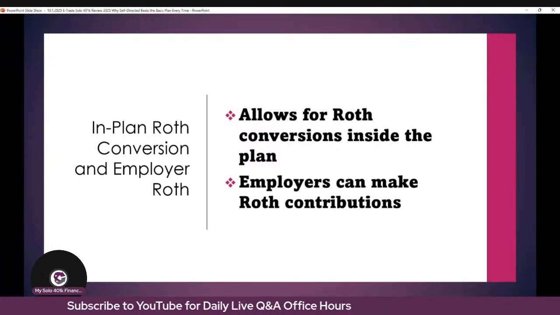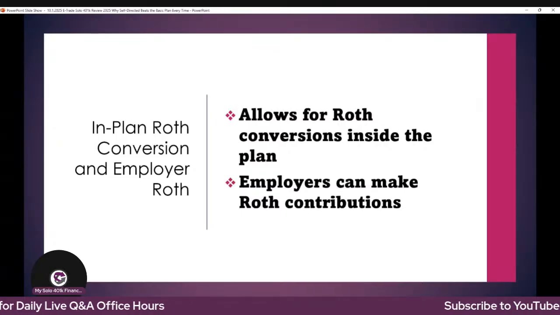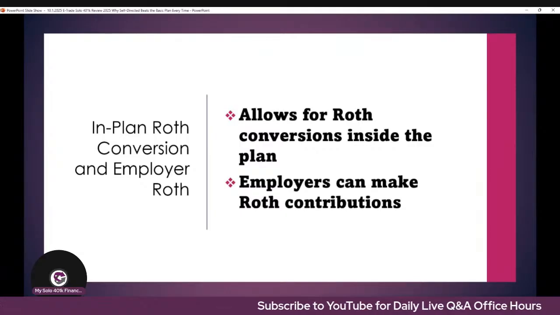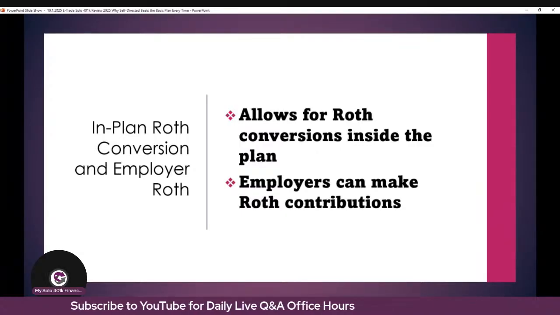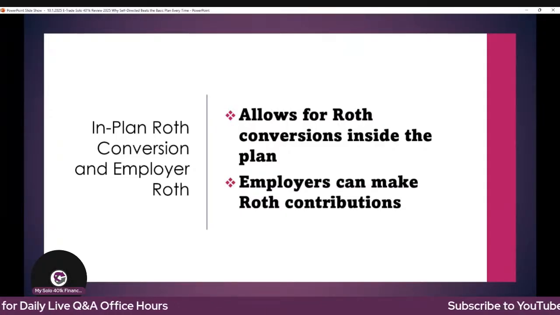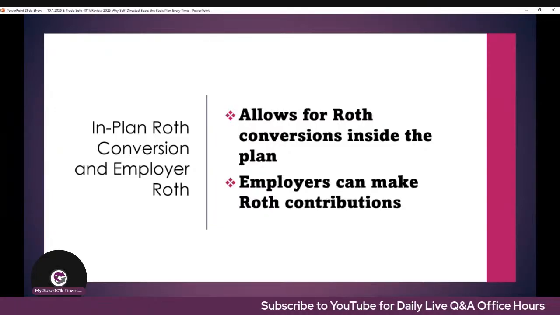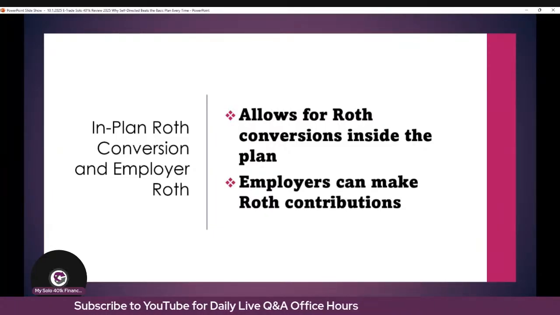Now that conversion is going to move the funds or the assets from a pre-tax status to a Roth status. So that means it's going to be taxable for the year of the conversion. The individual will need to add that to their income for the year of the conversion. It's also going to be reportable on a Form 1099-R. But the benefit is now the money or the asset is in their Roth solo 401k sub-account. So all the subsequent gains have the potential for tax-free growth.